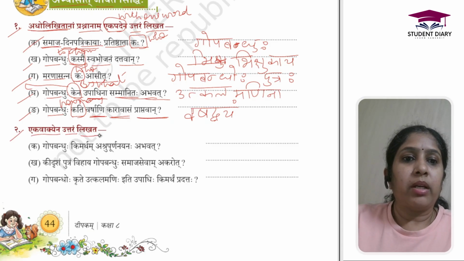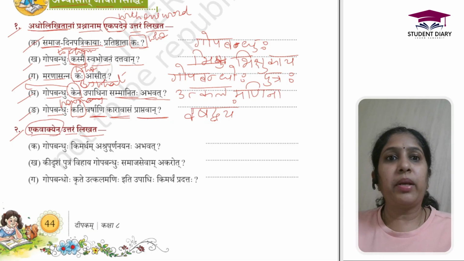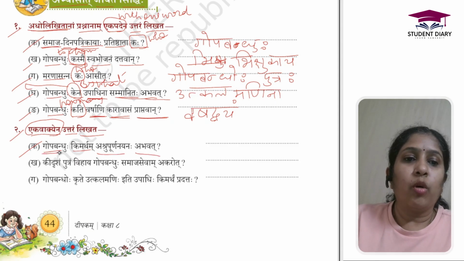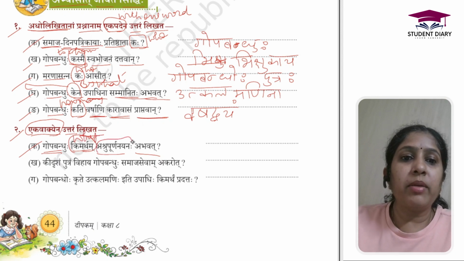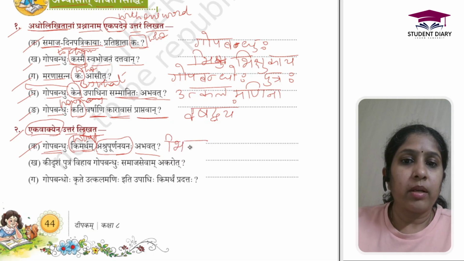Next main. Ek vakyen uttaram likhat. Now you have to write the answer in ek vakyen, with one sentence. It means you have to write the complete sentence as the answer. First one. Gopbandhuh kimartham ashrupurnanayanah abhavat. Kimartham means why. Ashrupurnanayanah means teary eyed. Abhavat is not why, abhavat means became basically. So why did Gopbandhu become teary-eyed? Why? Bhikshukasya, that beggar was there, right?